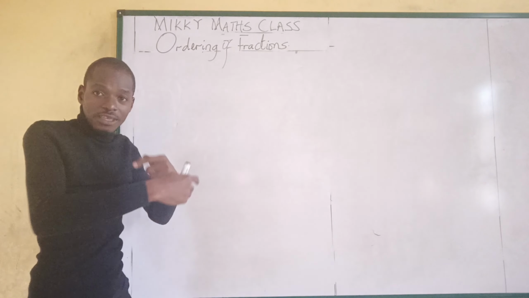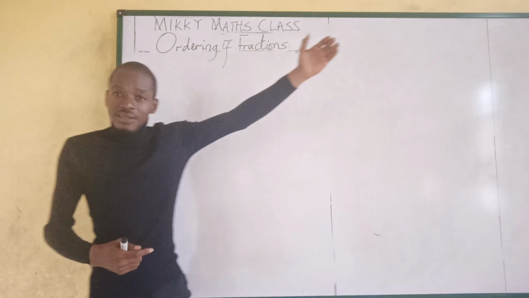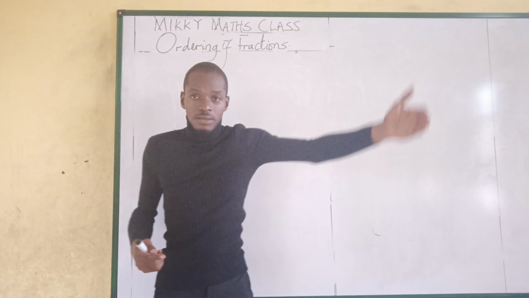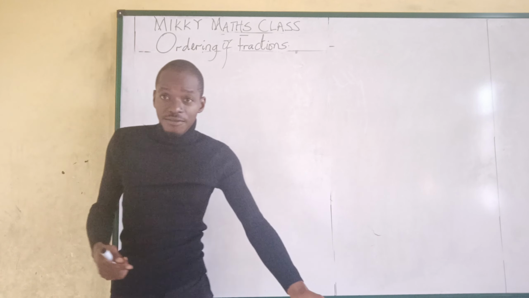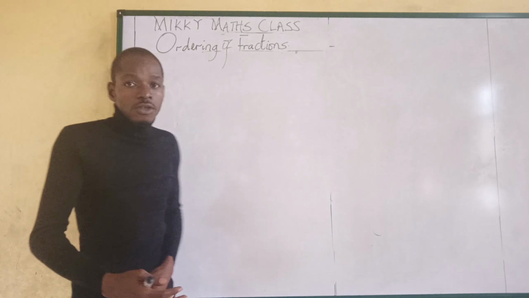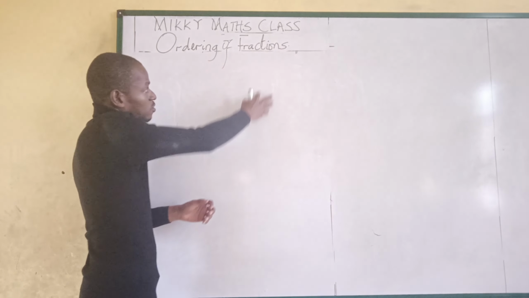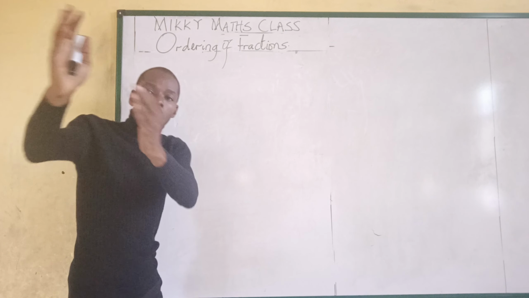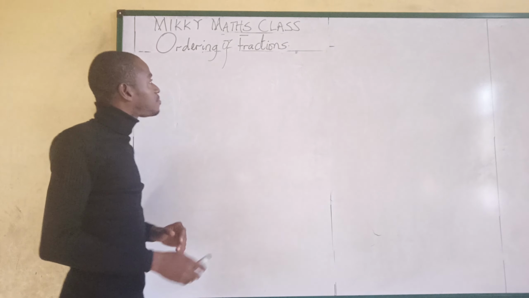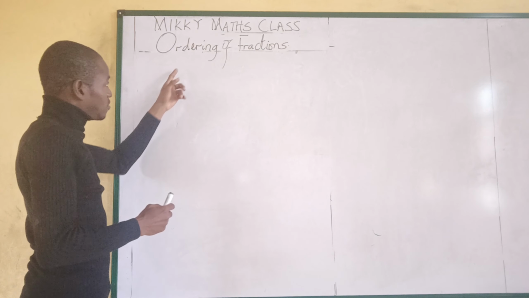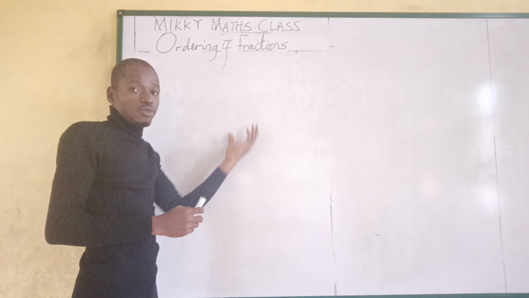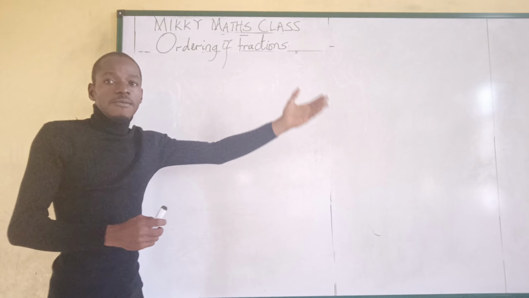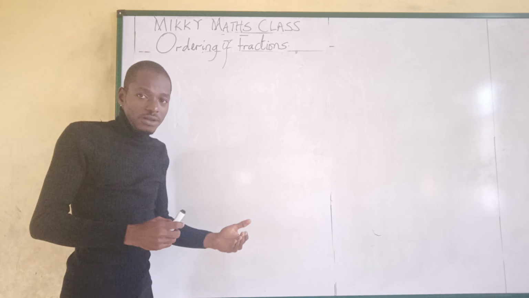Now, the reverse is the case for descending order. If I'm coming down a building that has stairs, coming down from the top down to the base level, that's descending order. So when you say ordering of fractions, you can order it in ascending order or descending order. And remember, when we are saying ascending, we are starting from smallest to biggest. And when we say descending, we are starting from biggest to smallest.